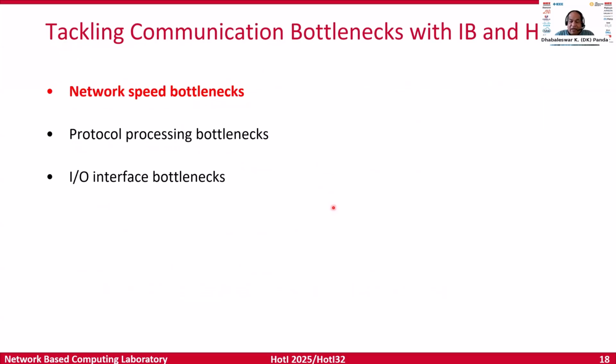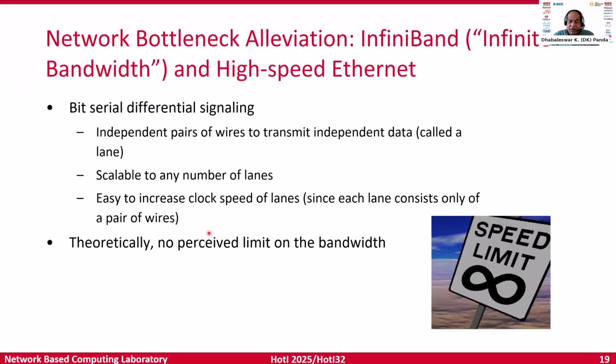So a lot of these efforts are happening. Now let's see how both these technologies, InfiniBand and high-speed Ethernet, try to handle these bottlenecks. We'll take a look at those three: network speed bottlenecks, protocol processing bottlenecks, and IO interface bottlenecks. If you take a look at InfiniBand, for those of you who don't know, the name was coined from two words. It stands for infinite bandwidth. What does infinite bandwidth actually mean? There is nothing in the world that is really infinite.